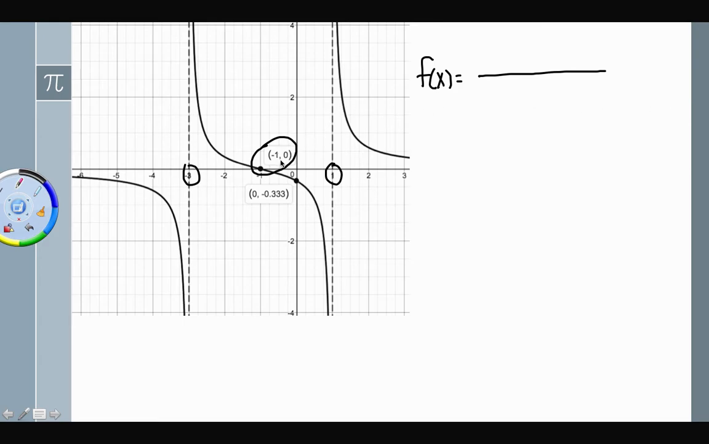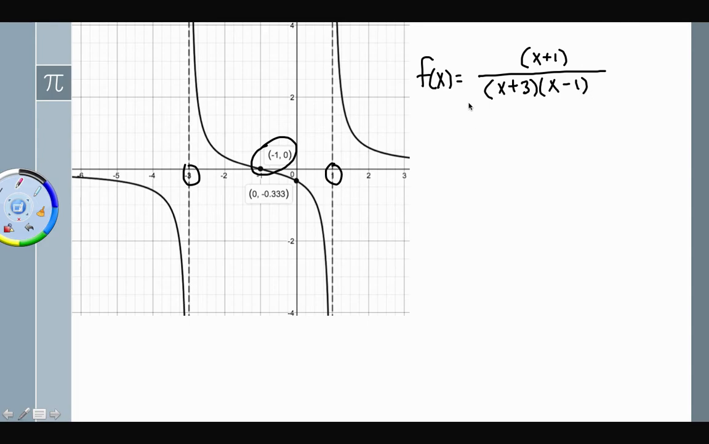All right, so the x-intercept of -1 tells me that in the numerator, I need x plus 1. So that creates the x-intercept of -1. In the denominator, I need 2 factors because I have 2 vertical asymptotes. And the first one here on the left is -3, so that needs to be plus 3 here. And on the right-hand side is x equals 1, and therefore this needs to be x minus 1.